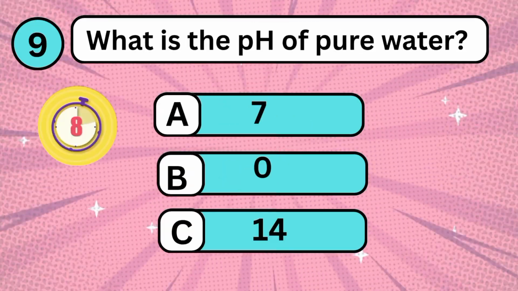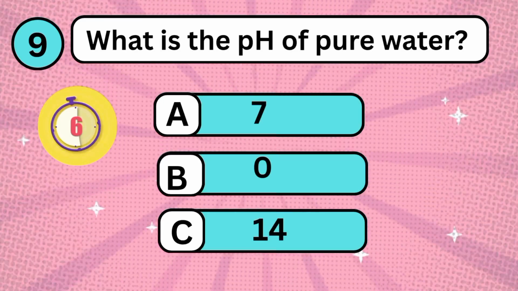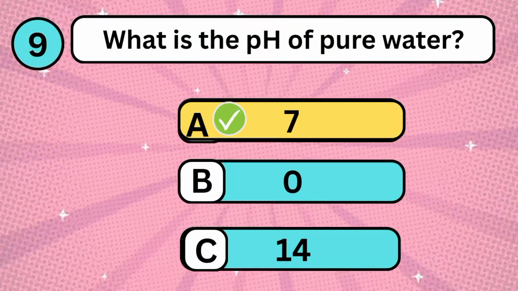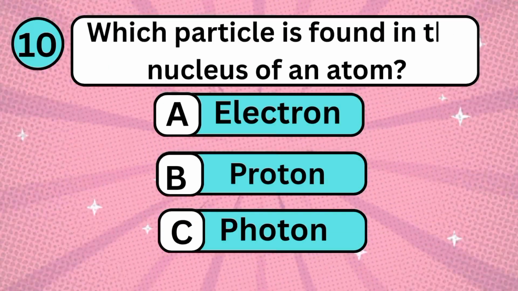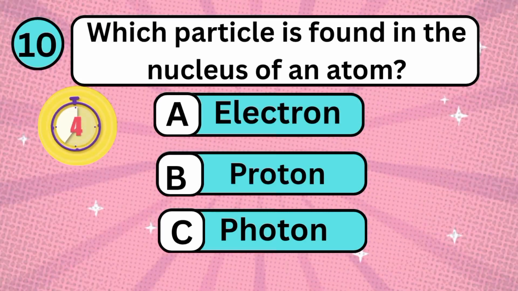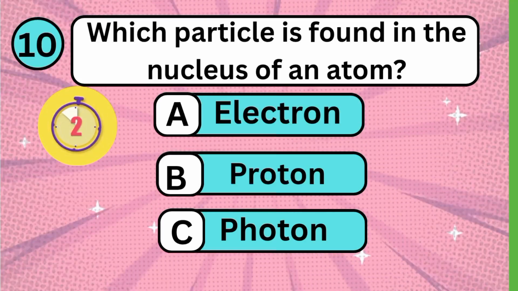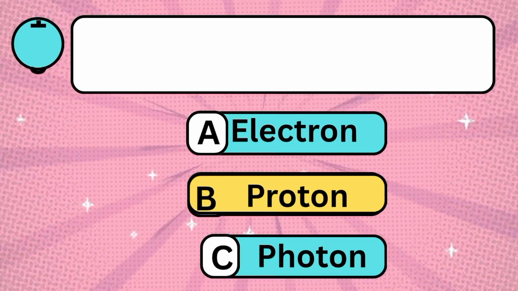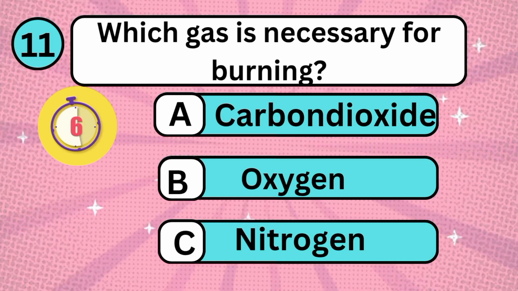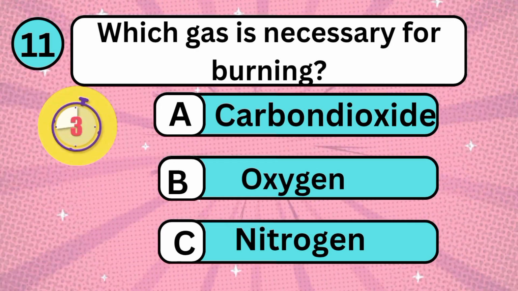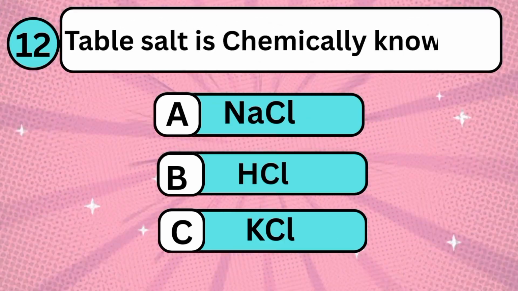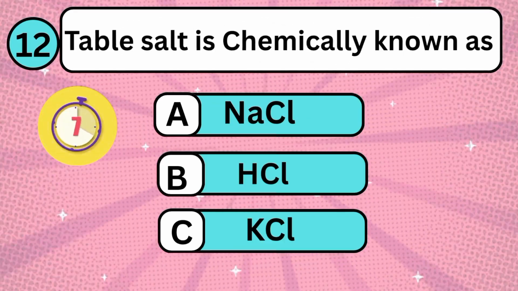What is the pH of pure water? Which particle is found in the nucleus of an atom? Which gas is necessary for burning? Table salt is chemically known as.